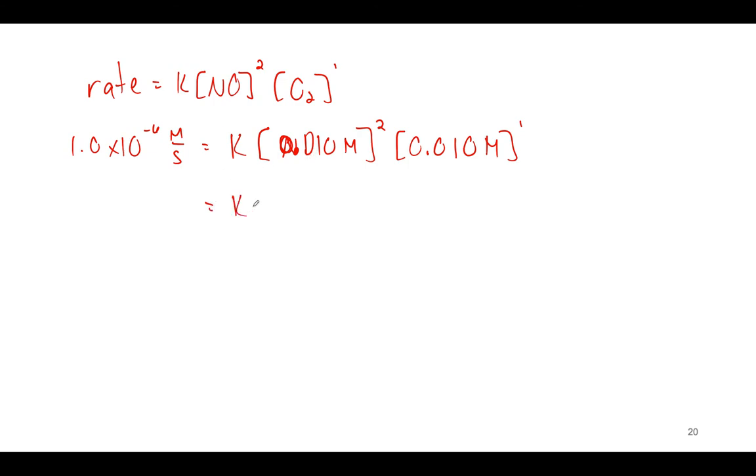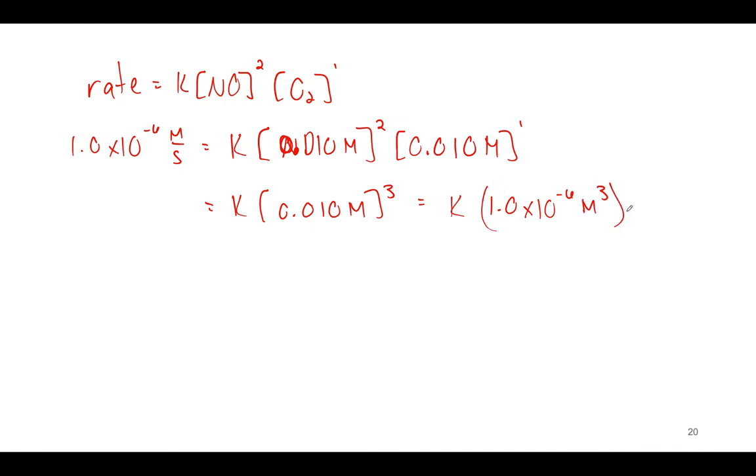First, I'm going to keep everything on the right-hand side just to condense things down a little bit. So we are going to have 0.010 molar cubed. Since our base is the same, we can add the exponents together. Again, a really nice algebraic rule for simplification. This is going to give us K times 1.0 times 10 to the negative 6 molar cubed.